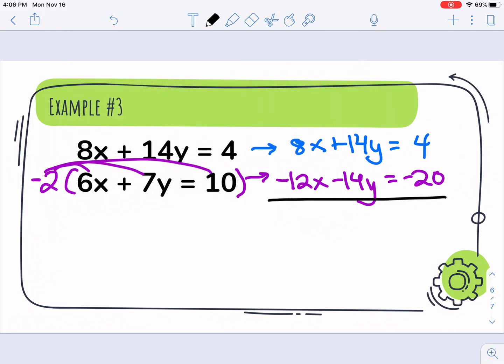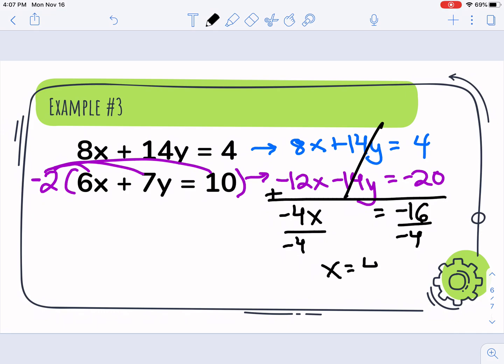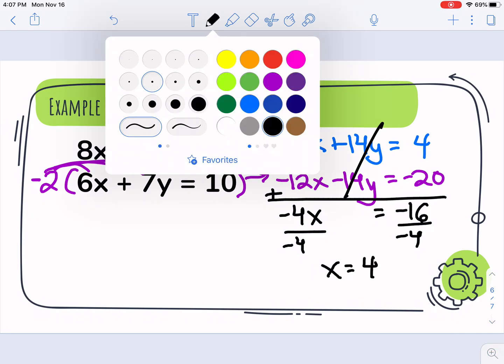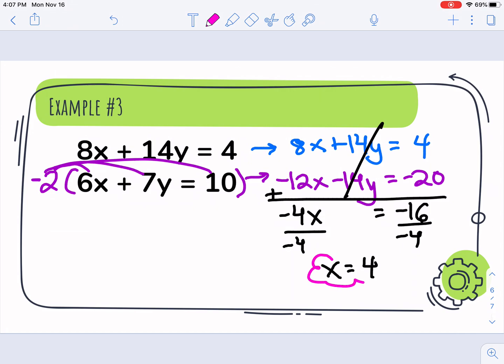The reason why I know that we're ready to add is because 14y minus 14y are going to cancel to give us 0y. So 8x minus 12x is negative 4x, and 4 minus 20 is negative 16. So now we have one variable to solve for. If we divide both sides by negative 4, we have x equals 4. Once again, you can pick either equation to plug this into.